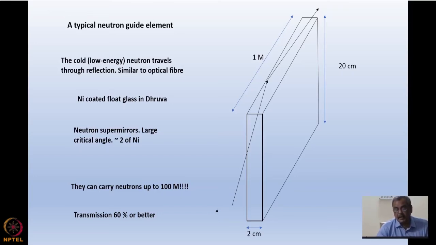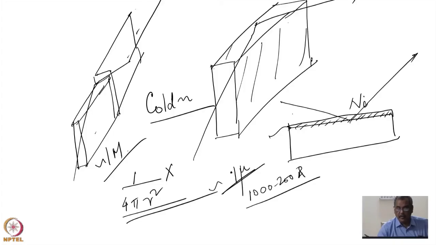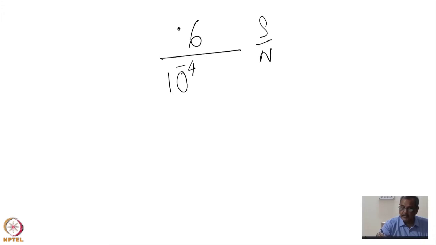Now the fact is that if you can take it 100 meters out, then you can go out from the reactor hall, or the target hall in the case of a spallation neutron source. And when you go out from the reactor, your background gamma and background fast neutrons fall drastically, by 3 to 4 orders of magnitude. So even with 60 or 70% transmission, if I started with one neutron at the source, I have got say 0.6 neutrons per neutron, whereas the background has gone down by a factor of 10^4. So you can see this gives a very large signal to noise ratio, which is preferable.